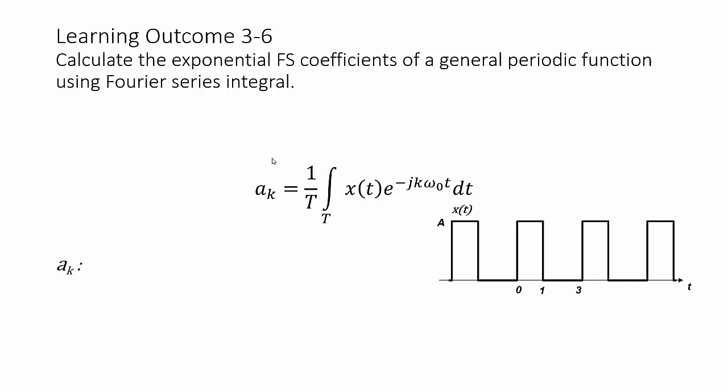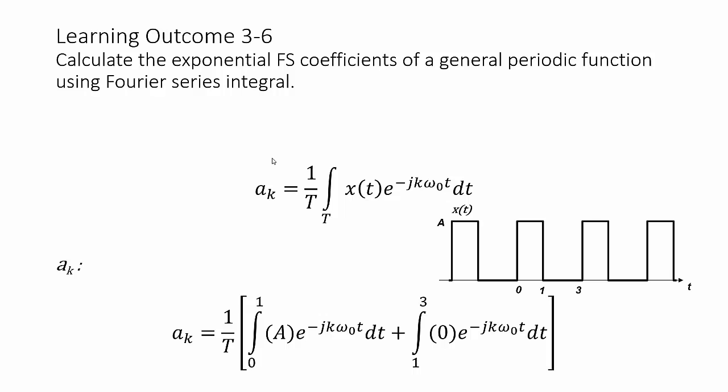So let's consider an example with this function. We need to integrate over any one period, and I have arbitrarily chosen to integrate from 0 to the end of the period, which I'm calling 3. We're therefore going to integrate from 0 to 1, where the function has an amplitude of A, plus from 1 to 3, where the function has an amplitude of 0, and that term will go to 0.